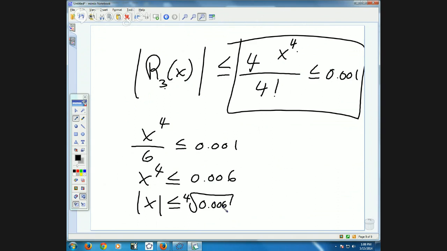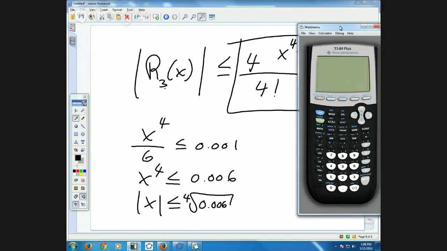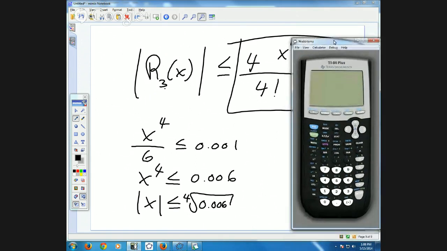Okay, so I need the 4th root of 0.006. Is that what you guys get? I think you're a little ahead of us. Oh, sorry. No, he's right, 4th root of 0.006. Yeah, that's what I got.